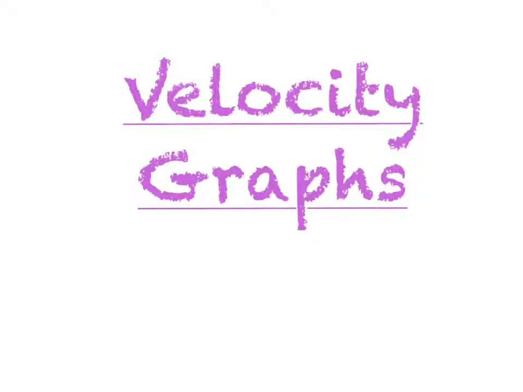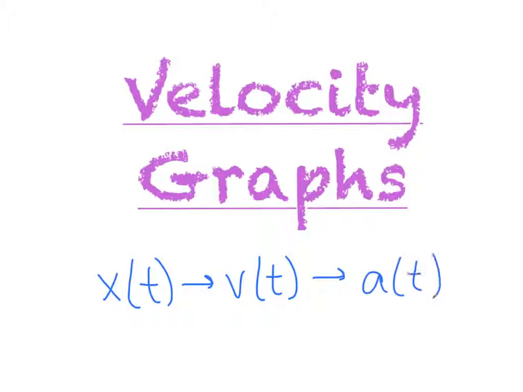Hello, everyone. So today we're going to be taking a look at graphs that model the velocity of an object. And I just want to remind us, or bring back to the forefront of our brain, the three functions that deal with position, velocity, and acceleration and the order in which they go. So of course we start with the position function, x of t. And then when we take the derivative of that, we get velocity. And then when we take the derivative of that, we get acceleration.